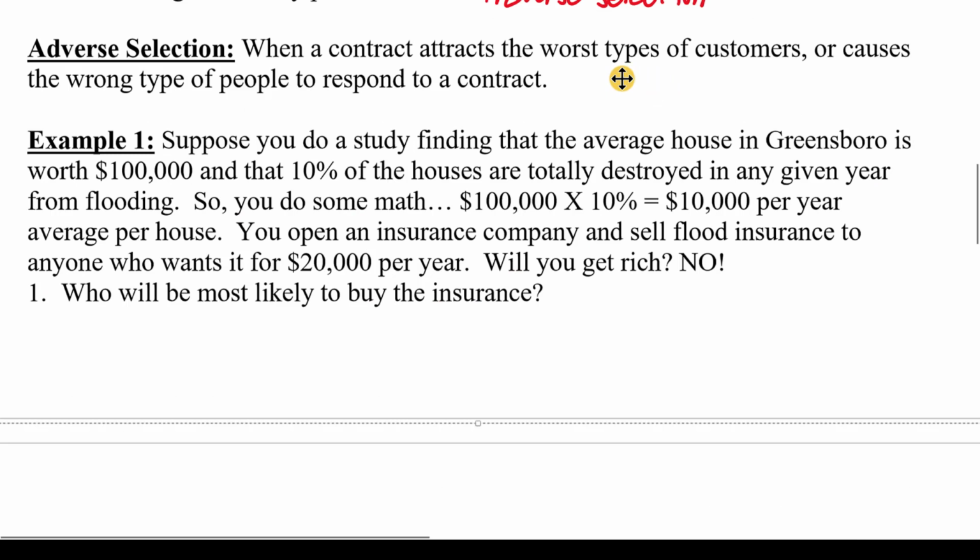Let's think about another example, this time involving insurance markets. Suppose you did a study finding that the average house in the area where you were thinking about doing business was worth $100,000.